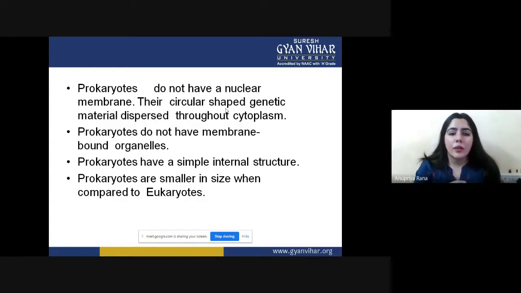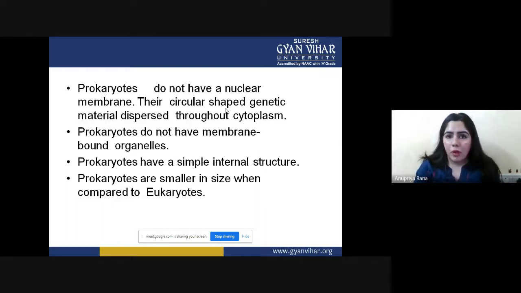Their circular shaped genetic material is dispersed throughout the cytoplasm. So basically, the genetic material, the DNA, the chromosome, has a circular shape. Commonly, in a eukaryote cell, the genetic material is linear in shape, but in the prokaryotic cell, the chromosomes are dispersed through the cytoplasm and their shape is circular. Please remember that prokaryote cells always have circular genetic material.